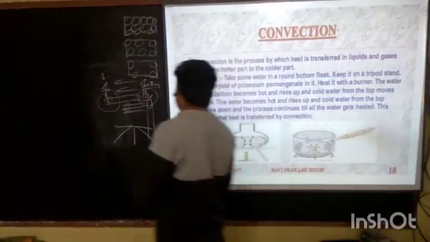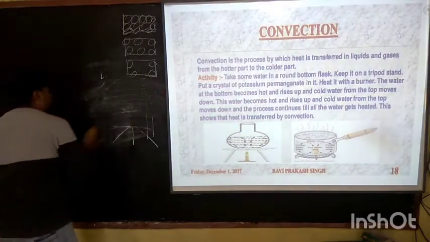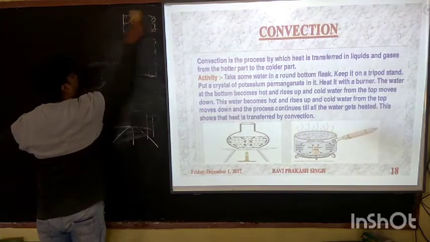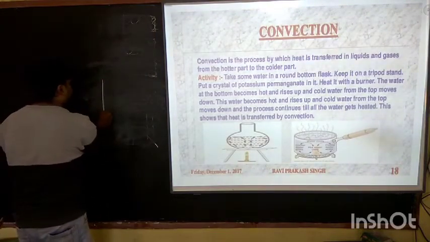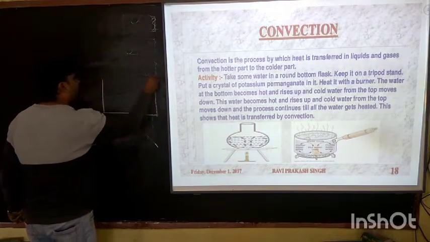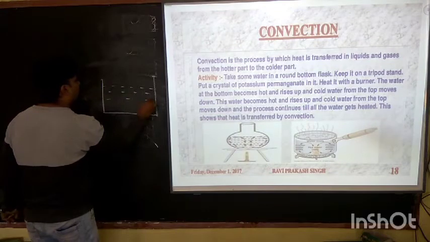Now heat is absorbed here. Now this is one utensil. Clear? This kind of utensil is completely filled with water.